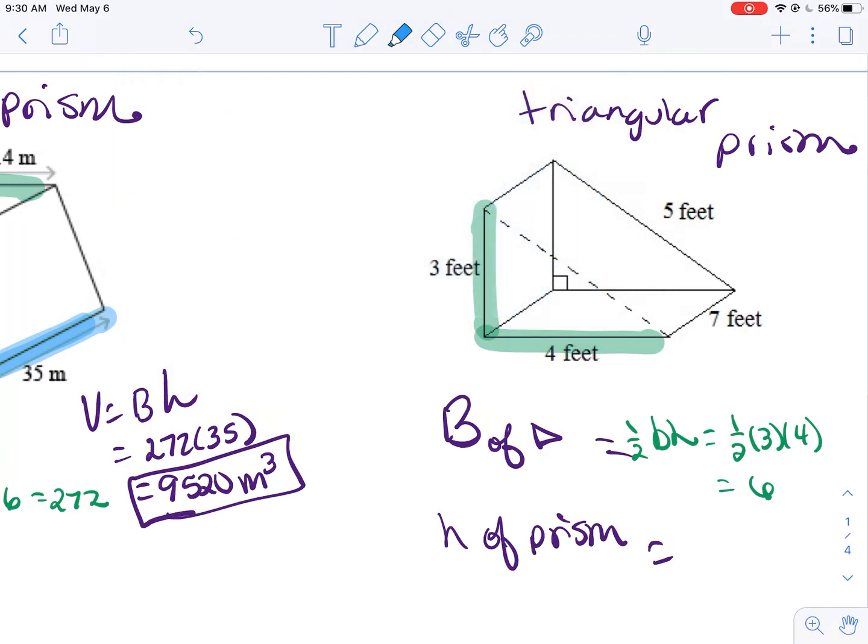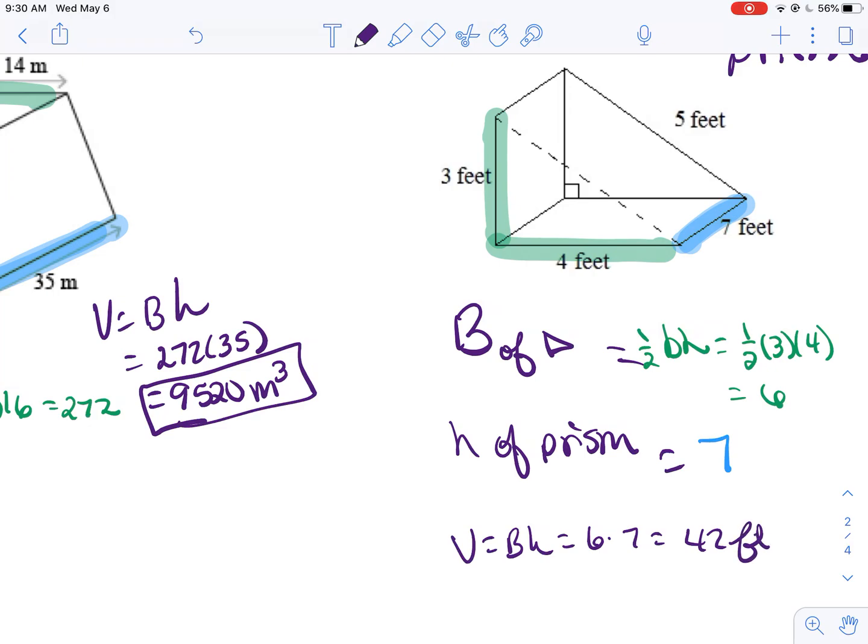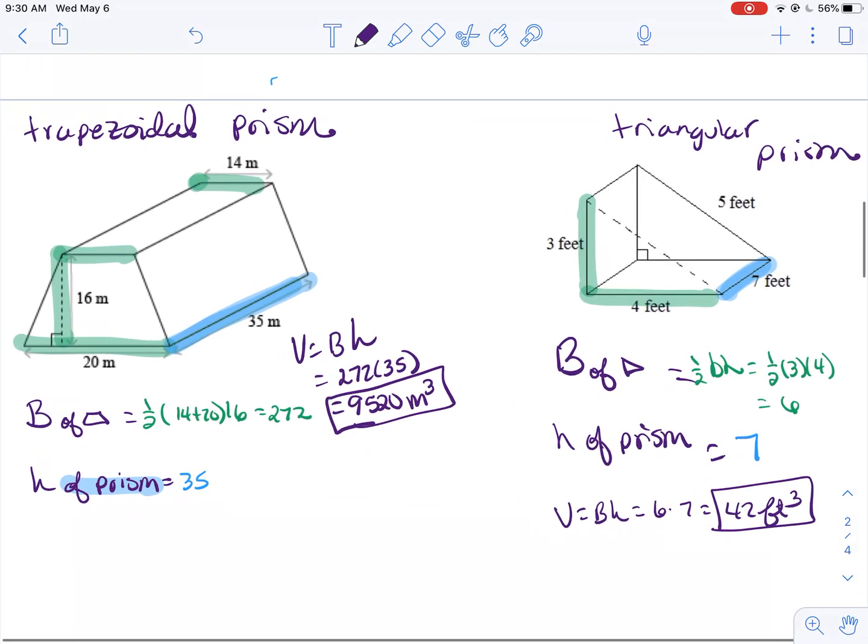And then I need a height of the prism, so the length between the two bases, or between the two triangles, which it tells me is 7. And then I can calculate my volume, big B times H, which is 6 times 7, which is 42 cubic feet for this triangular prism. Okay, easy peasy lemon squeezy, right?